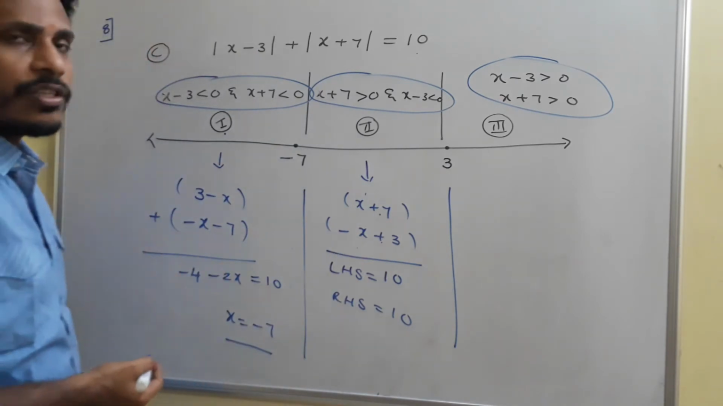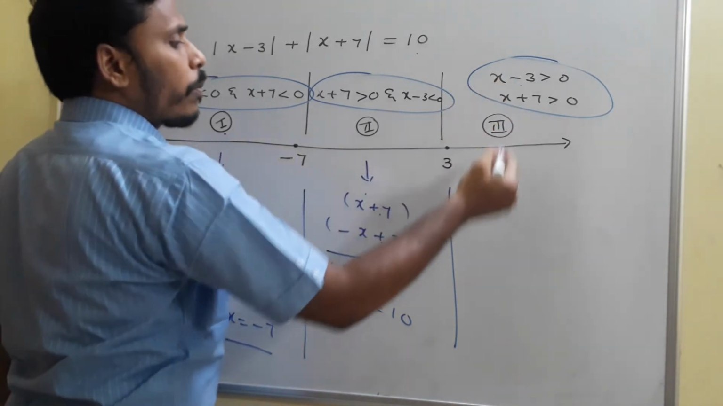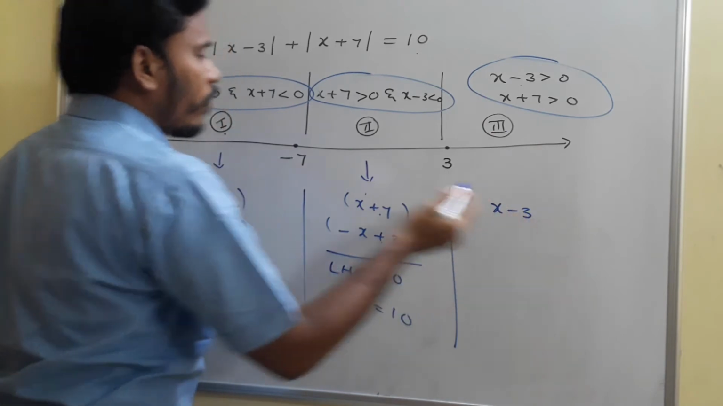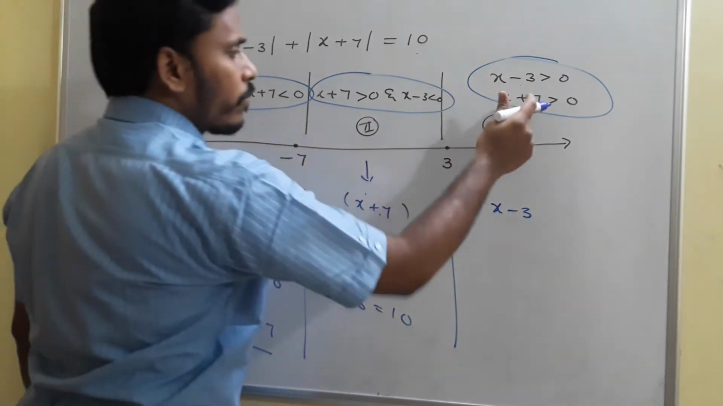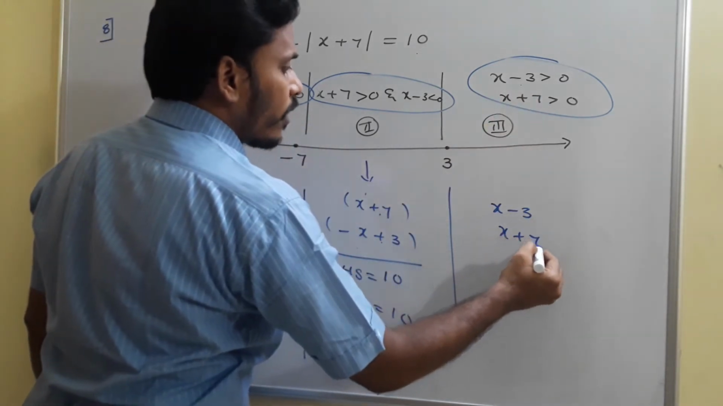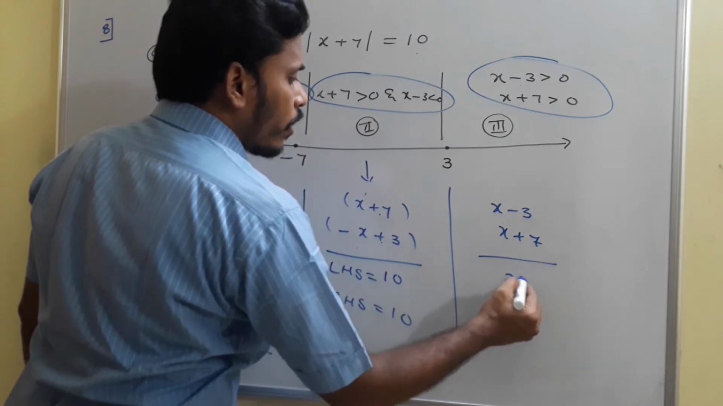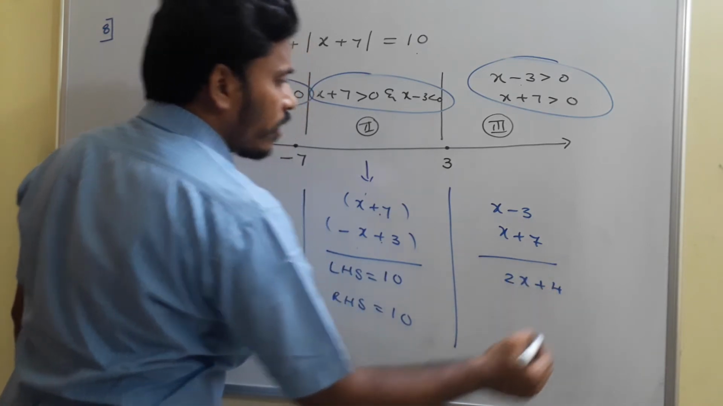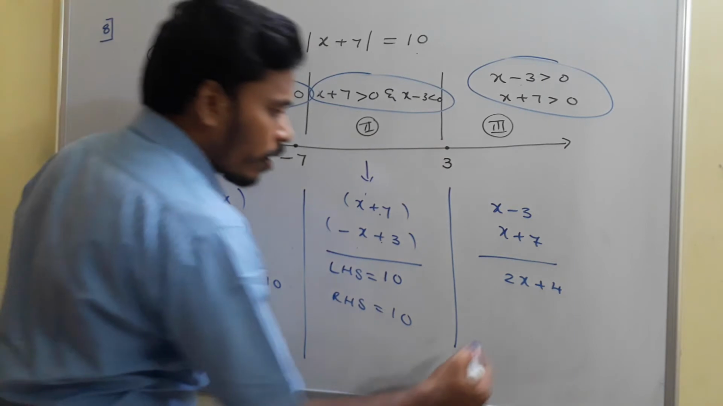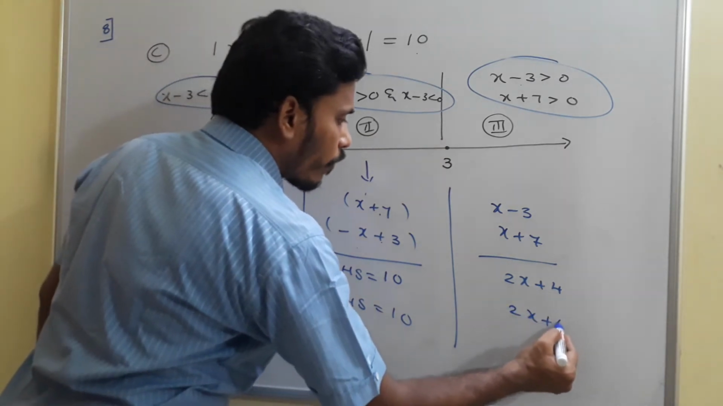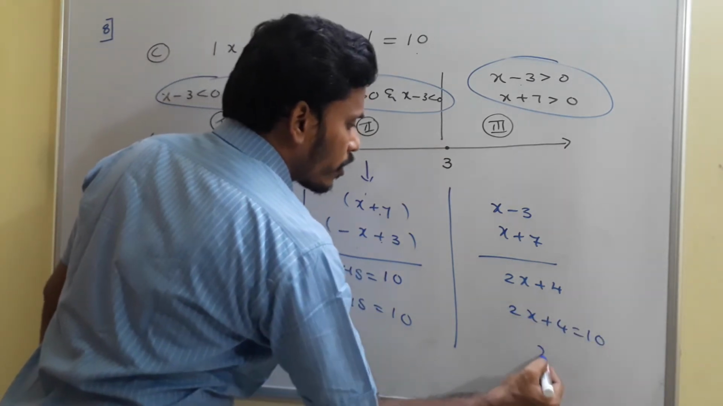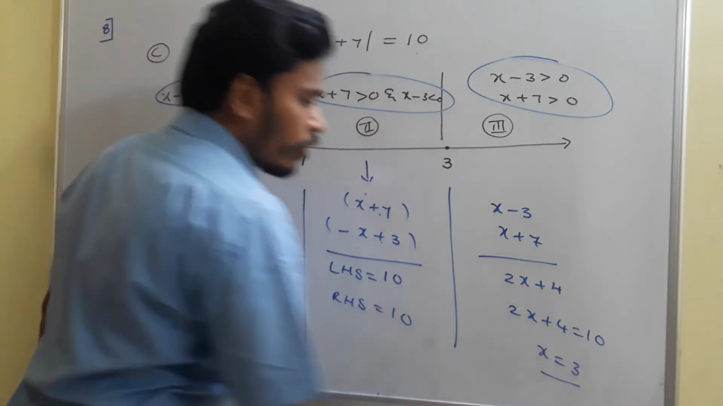In this region, both are positive. So while removing the modulus, you will get x minus 3, and from the other, you will get x plus 7. And if you add, you will get 2x plus 7 minus 3, that is 2x plus 4. And that 2x plus 4 we need to equate to 10. 2x plus 4 equals 10, and x equals 3.